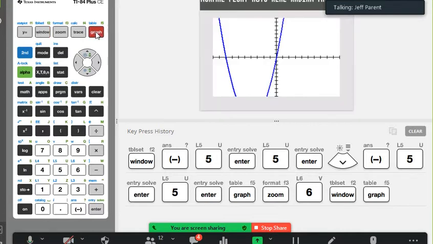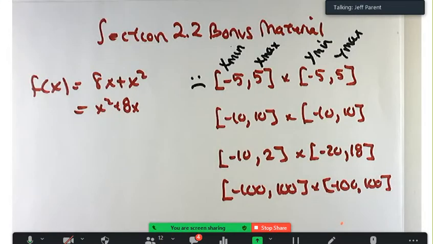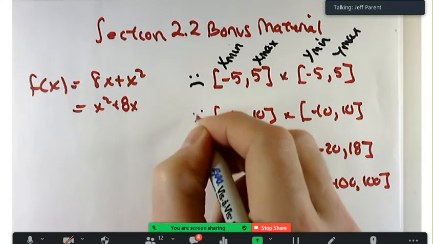Looking at the graph, it feels like there's something missing from the graph, right? The graph doesn't feel complete. What do you think's missing? The vertex. Yeah, we can't see the vertex. So again, this one doesn't feel that good either.